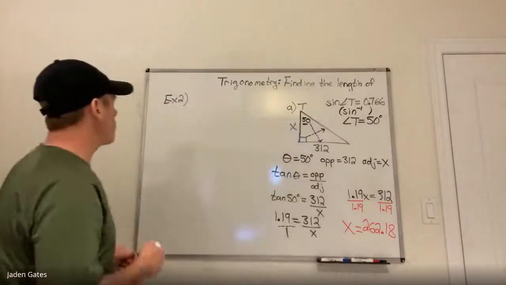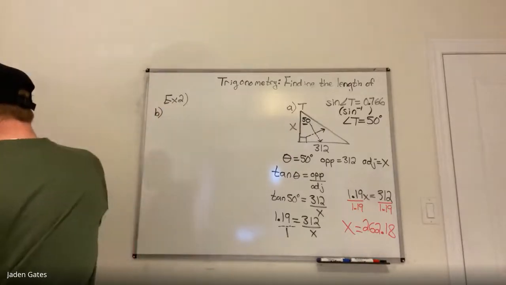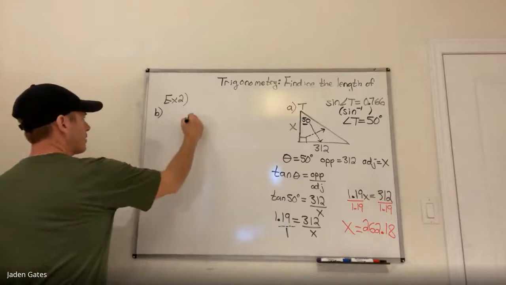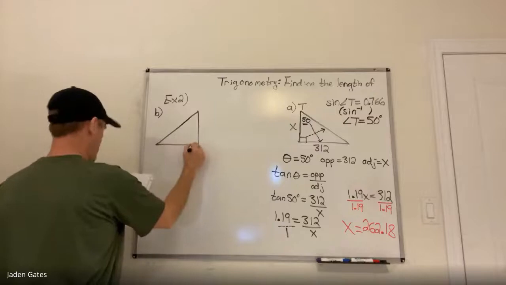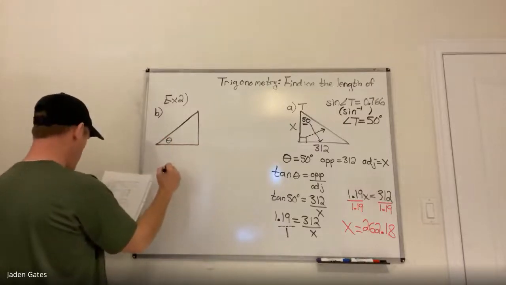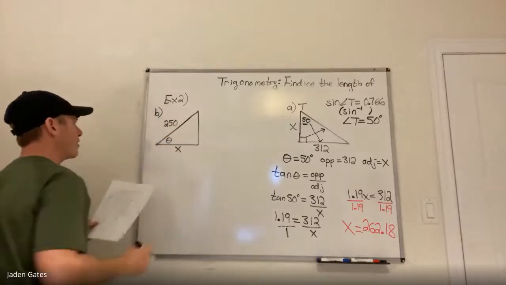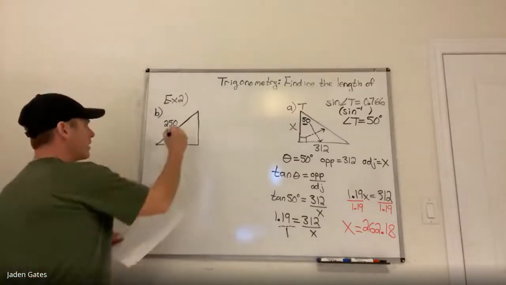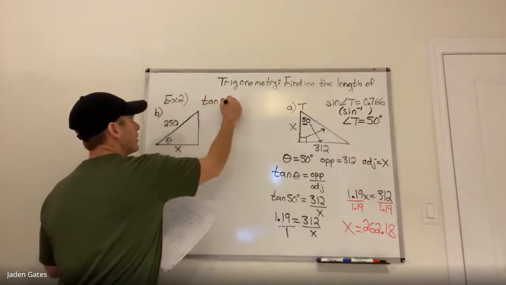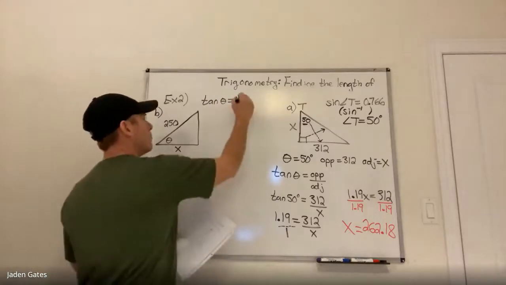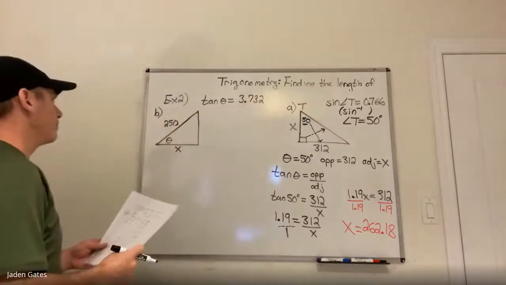All right, now let's try one more of those, B. Leave that one up there for an example. So here we go. I've got this triangle here. I'm going to say that theta is right here. Here's my x, which I'm trying to find. You've got 250 here as that one side. And here's the information. This time I'm going to tell you that tan theta is equal to 3.732. There we go.